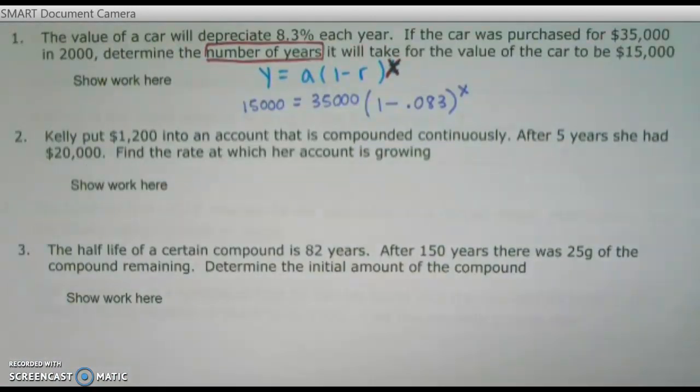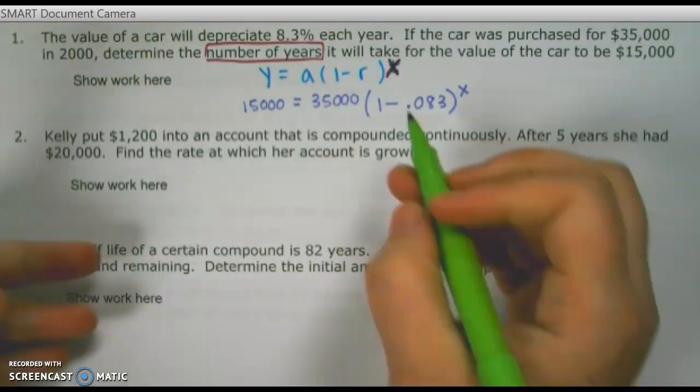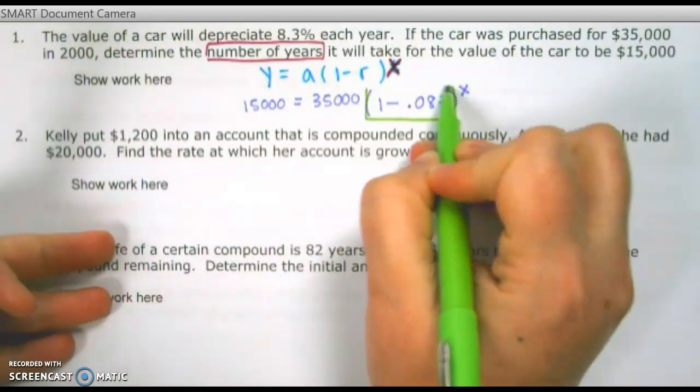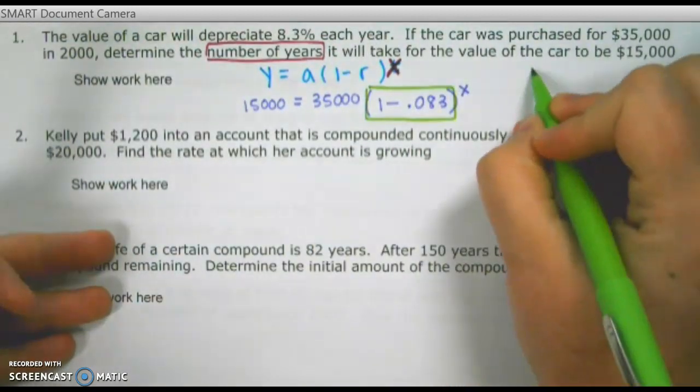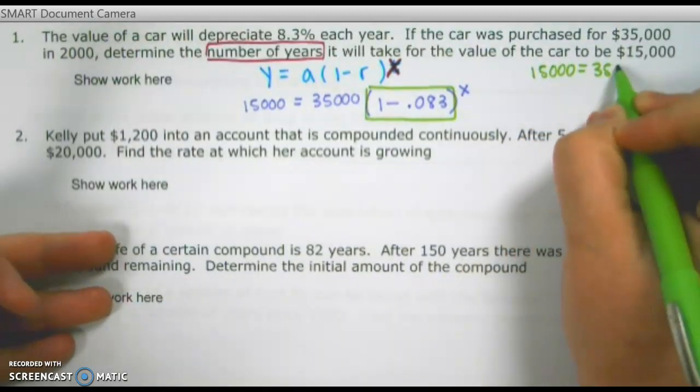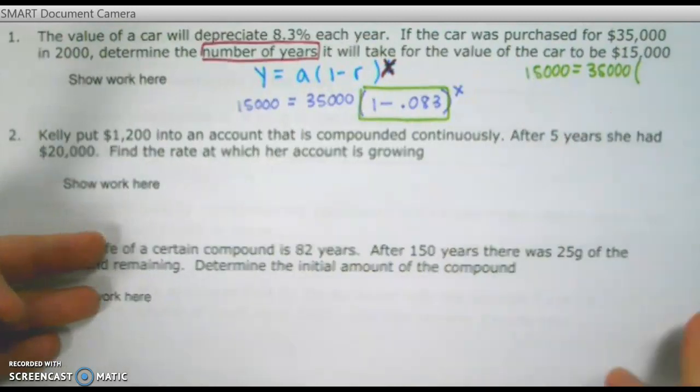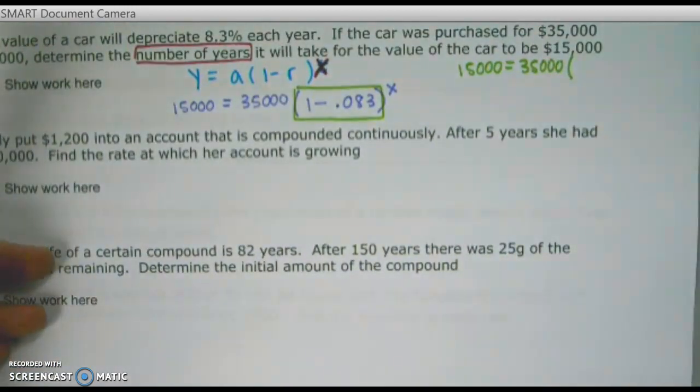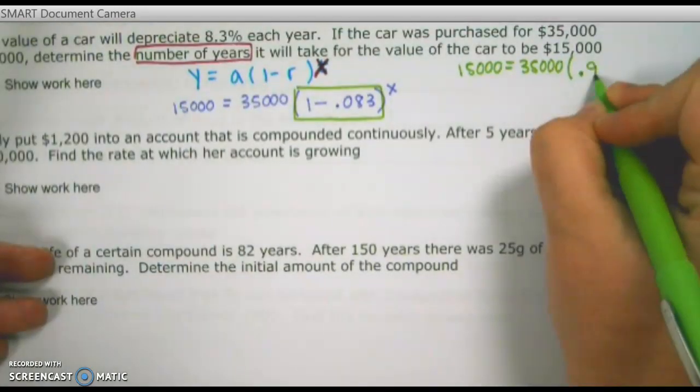So after I plug everything in, I try to see if there is something in the formula that I can simplify. 1 minus 0.083, I can simplify that. So I'm going to go ahead and do that just to start making this a little bit more condensed. So I can just simplify that like regular. I got 0.917.